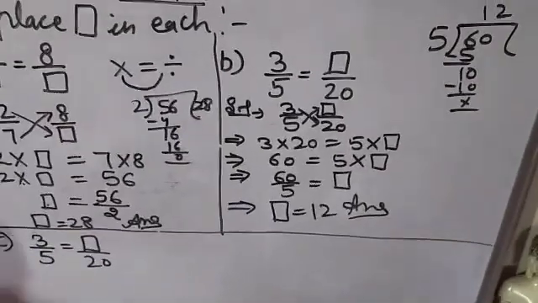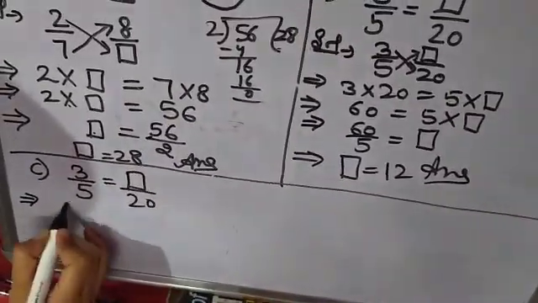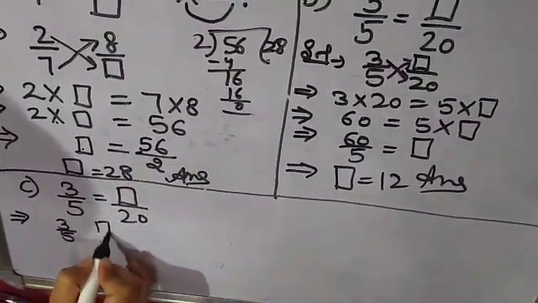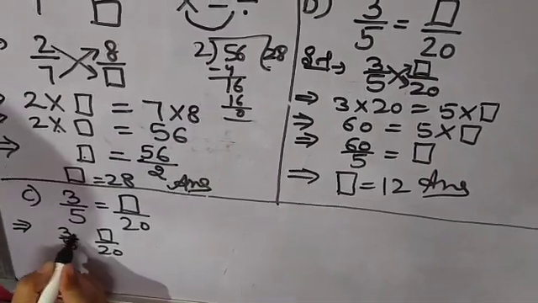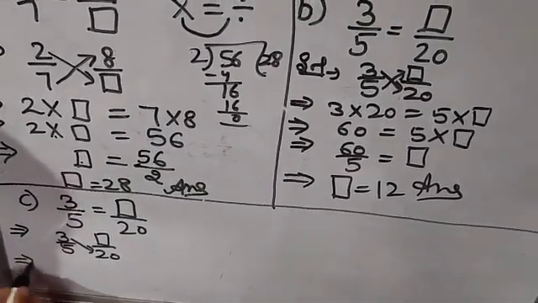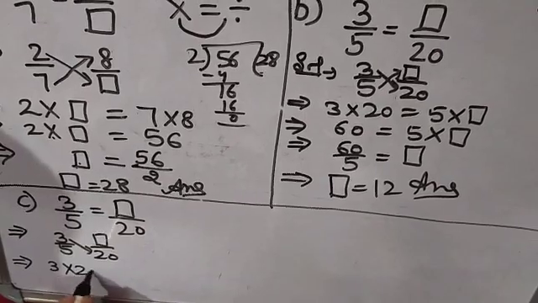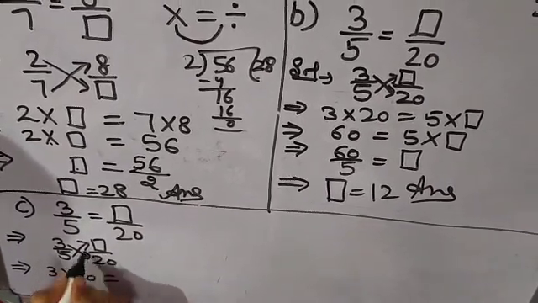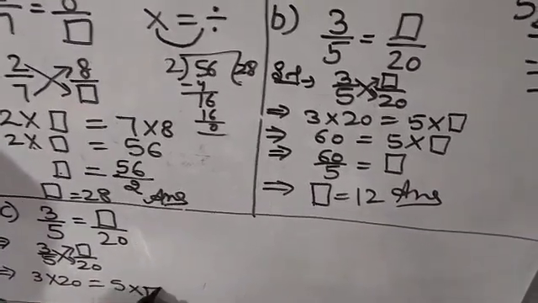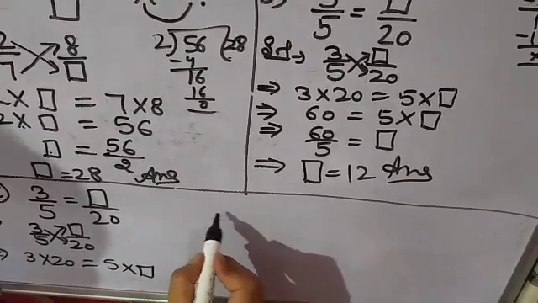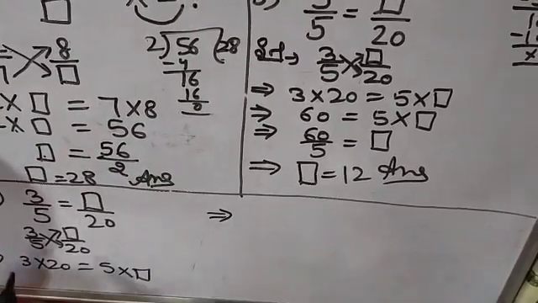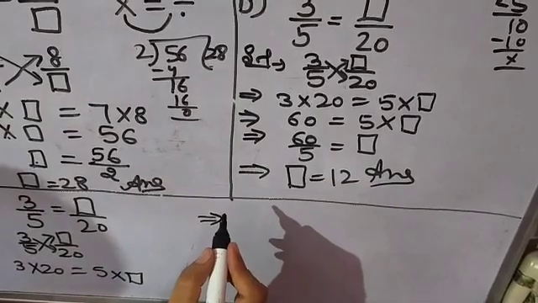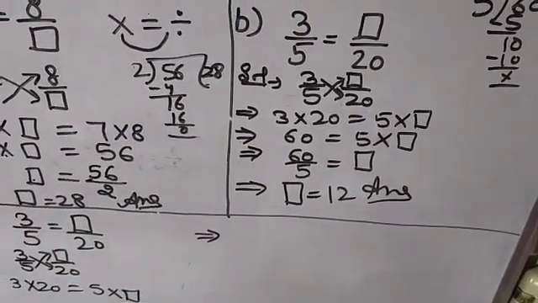Similarly in C part, write here 3 upon 5, box 20. Do multiplication, 3 and 20, then 5 and box. Sorry, this question is repeating.